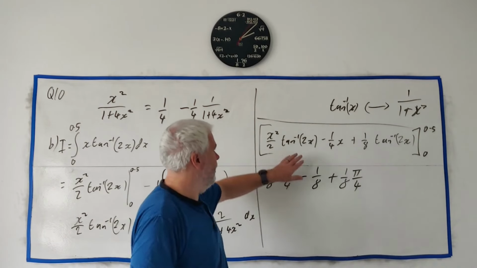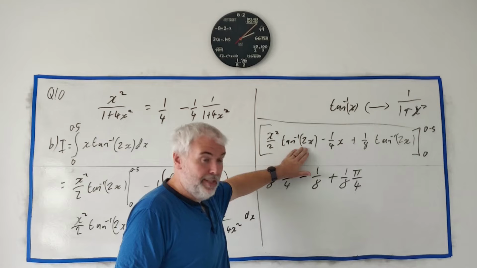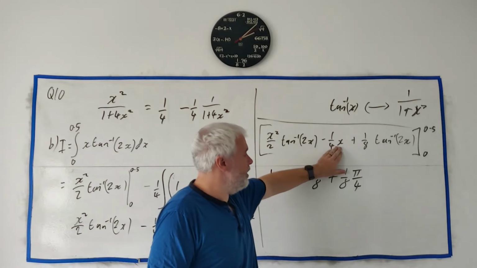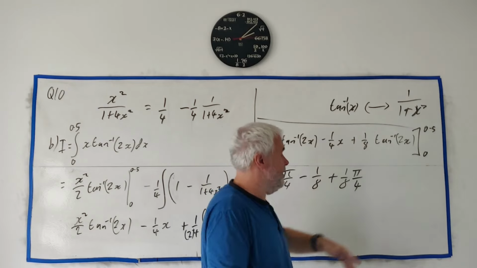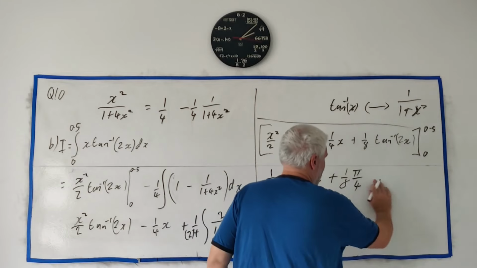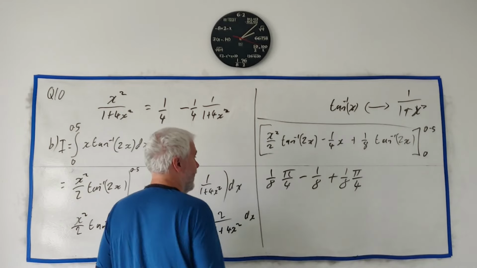Put 0 in. The inverse tangent of 0 is 0, so you're done. Put 0 in here. 0 multiplied by anything? 0, you're done. Inverse tangent of 0, you're done. The zeros didn't matter, you don't have to take anything away from it. This is our final answer.